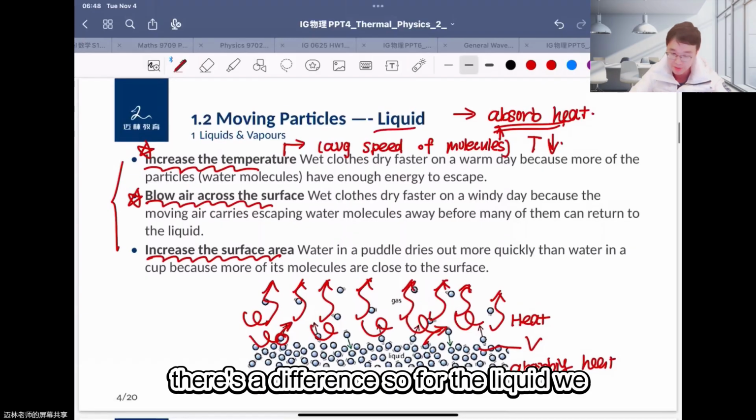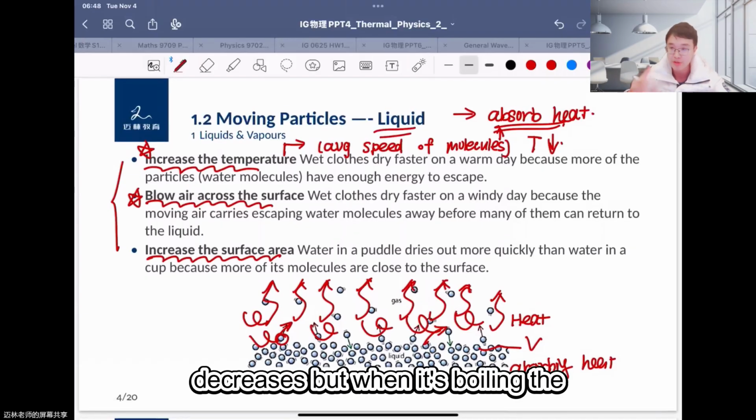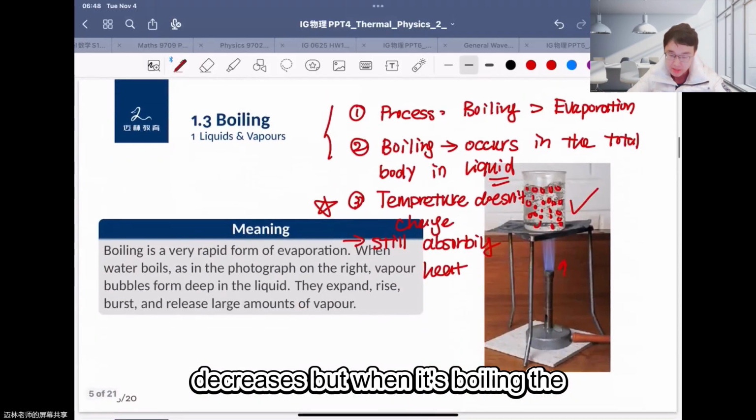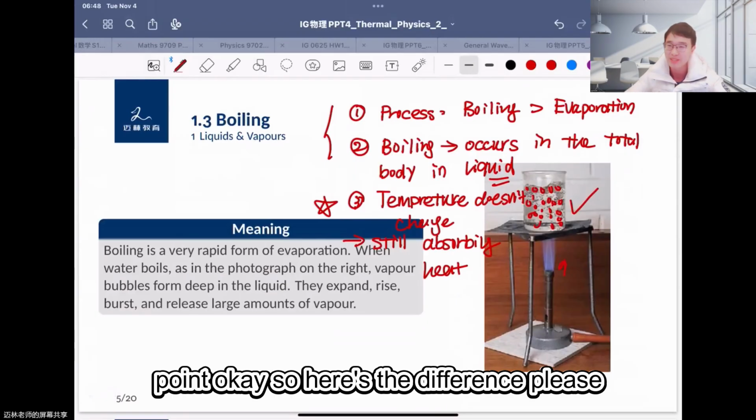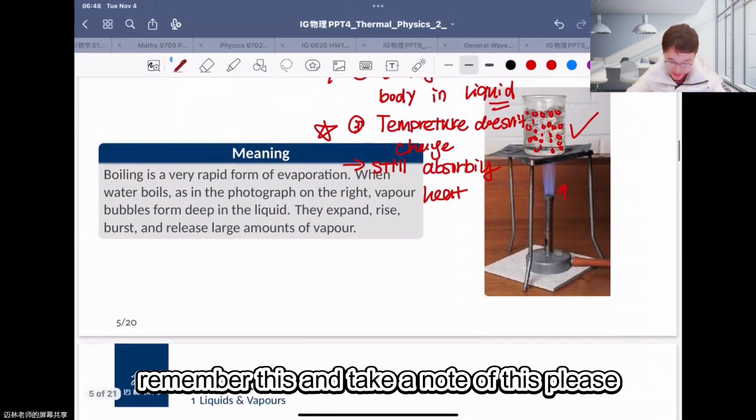So for the liquid, in evaporation the temperature decreases, but when it's boiling, the temperature remains at the same boiling point. Okay, so here's the difference. Please remember this and take a note of this, please.